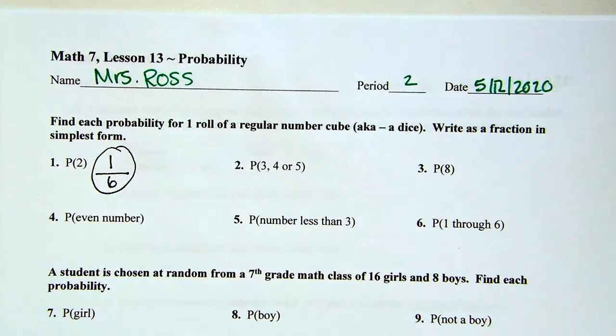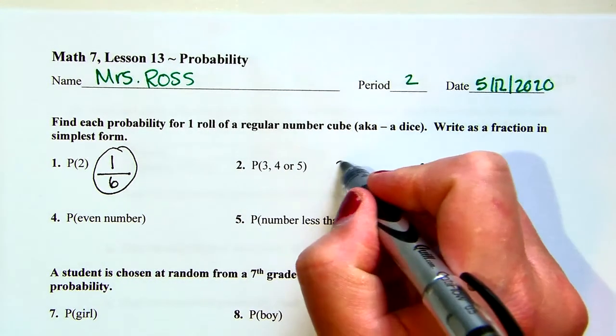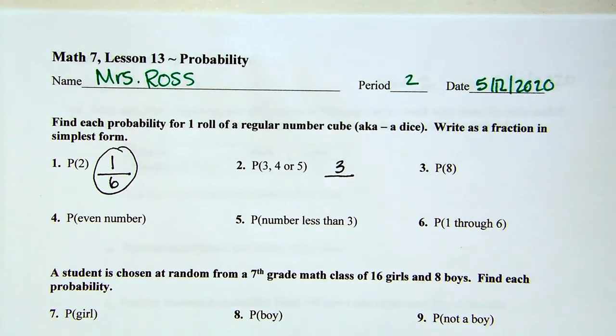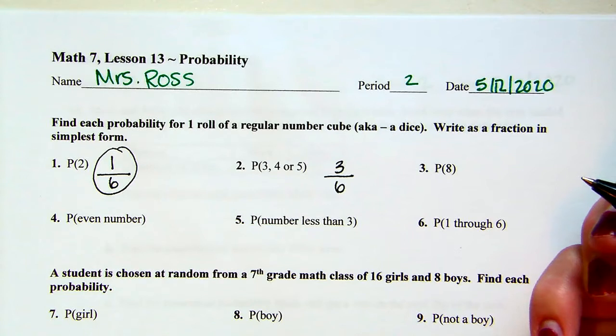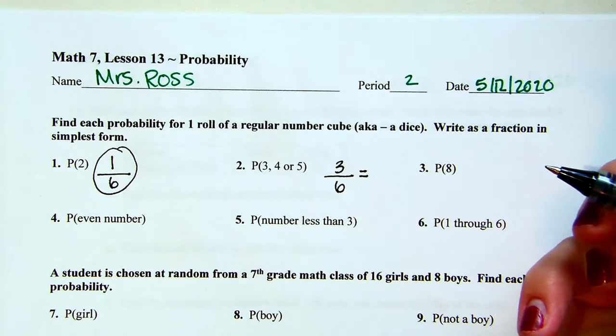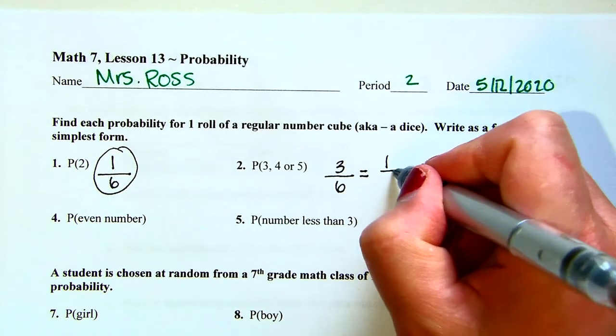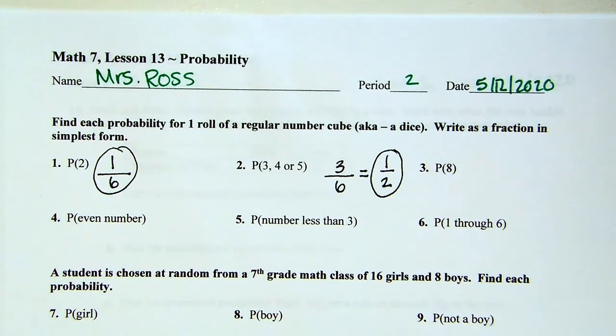Whereas for number 2, it says, what is the probability of getting a 3, a 4, or a 5? Well, I have 1, 2, 3 favorable outcomes, and on a dice, there's 6 sides. So 6 numbers, so 6 possible. So 3 favorable outcomes out of 6 possible outcomes. I'm going to need to reduce this. And I reduce this to be 1/2. So my probability of getting a 3, a 4, or a 5 is going to be 1/2.